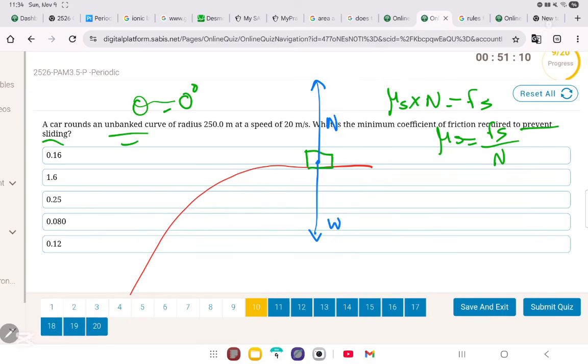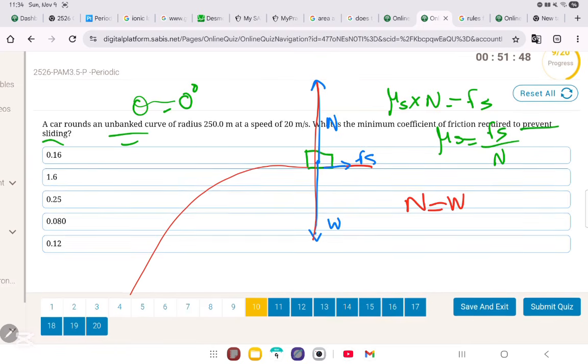Now, they told us that it's not at rest. Instead, it has a force of friction, Fs. This force of friction prevents the car from sliding and going down the curve. So what can we say now? Because the only forces on the y-axis are n and w, the car does not move up and down. So we say that the normal force n is equal to the weight w.